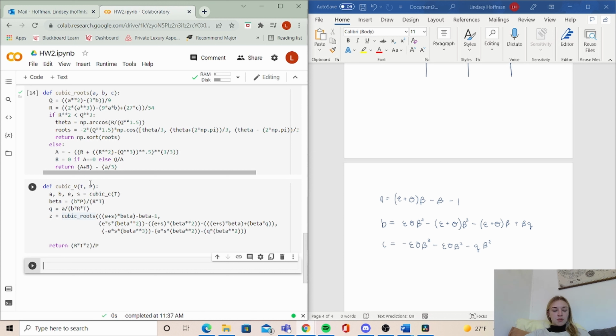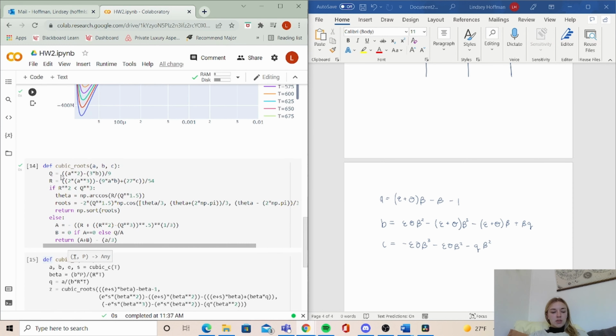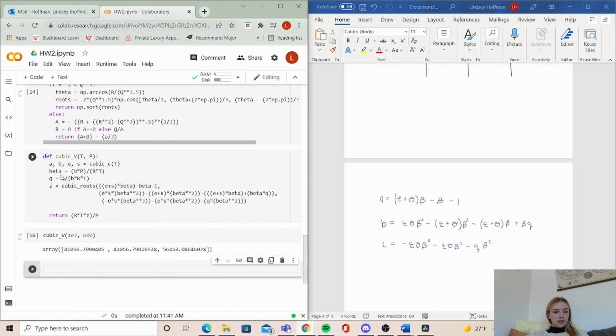We can go ahead and test this by doing our cubic V and inputting a temperature and pressure. So if we look up at our chart up here, we can actually pick values that are going to be realistic. So I'm going to do 1e7 and temperature of 600 and see what we get here. So we have 3 values here, which is correct. That's how many values we want for our specific volume, but I believe these volumes are incorrect.